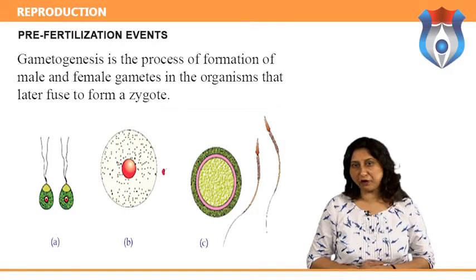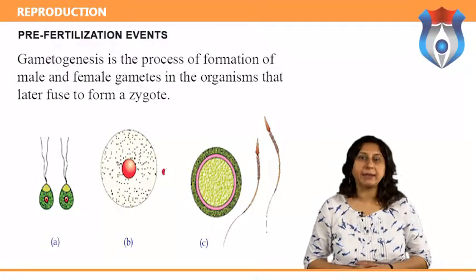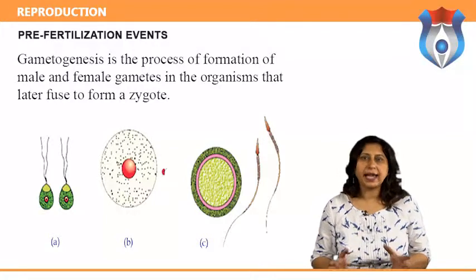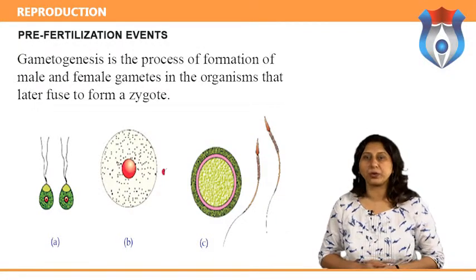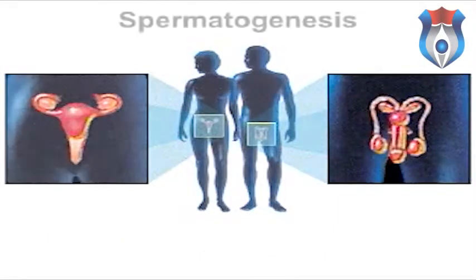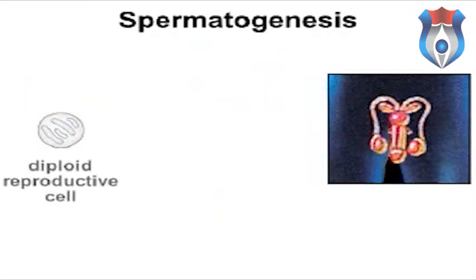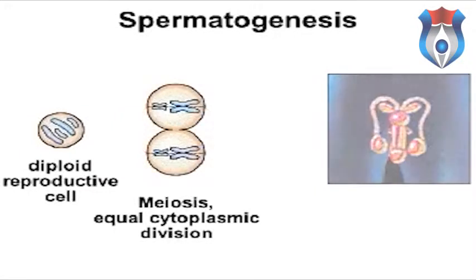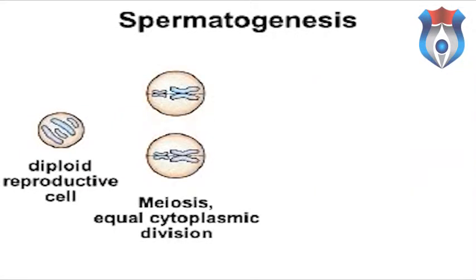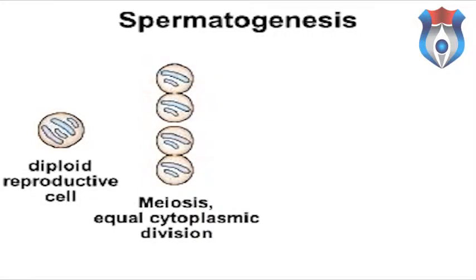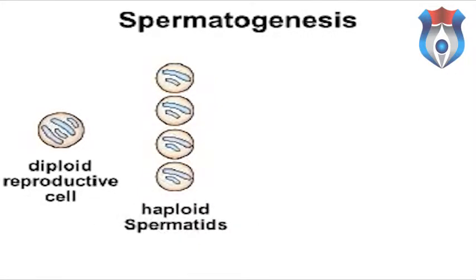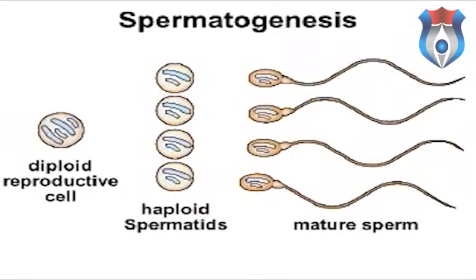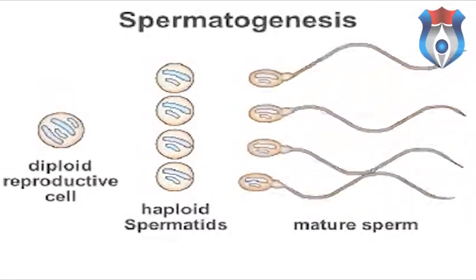It is the process of formation of male and female gametes in the organisms that later fuse to form a zygote. During spermatogenesis, a diploid male germ cell increases in size to become a primary spermatocyte. The primary spermatocyte undergoes meiosis and cytoplasmic division, forming 4 haploid spermatids. Each of the haploid spermatids differentiates into a mature haploid sperm.